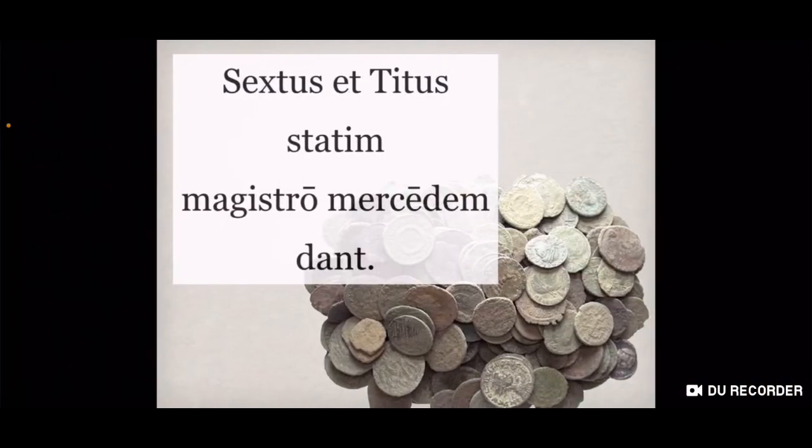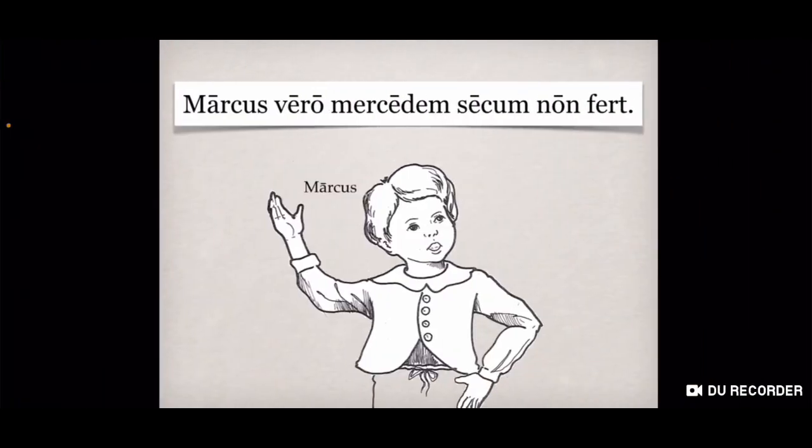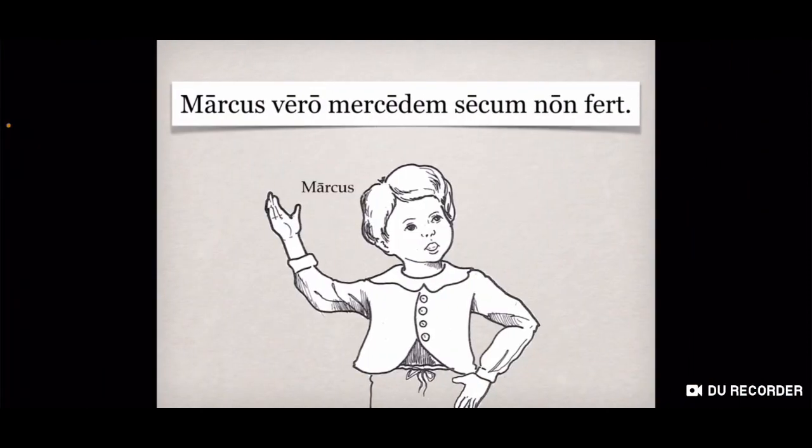Sextus et titus statim magistero mercedem dant. Sextus and Titus immediately give the teacher his pay. Marcus Vero mercedem secum non fert. But Marcus does not bring the pay with him.